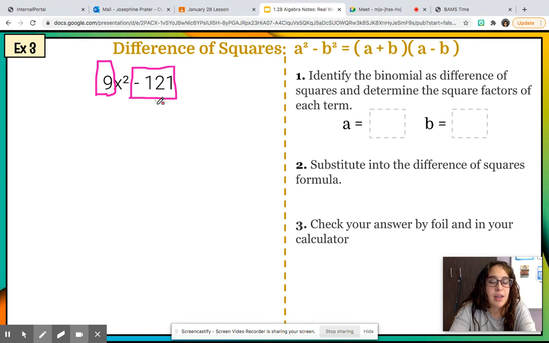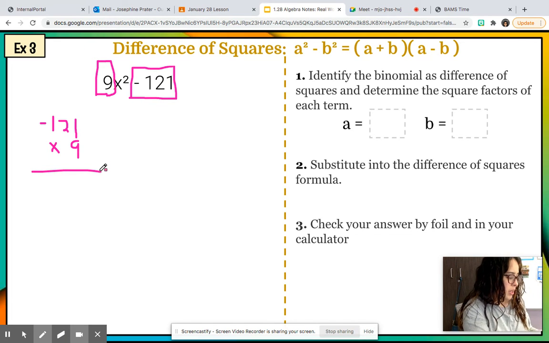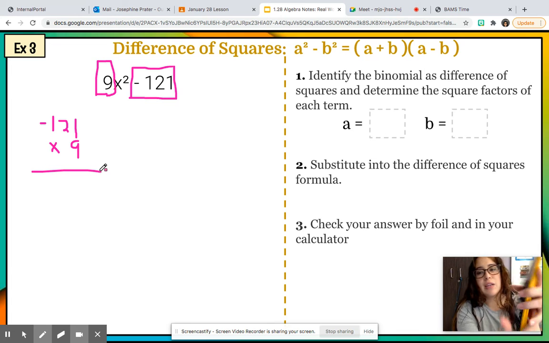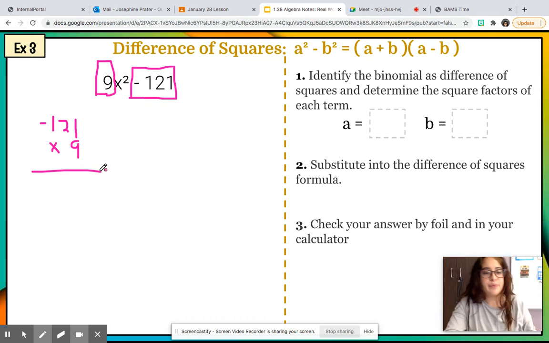So what I like to do is take my coefficient here, my constant here, and multiply it. So -121 times 9. And then this is where my calculator comes in handy. So I'm going to go ahead and do -121 times 9, and it gives me -1089.